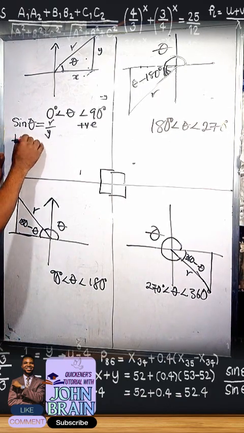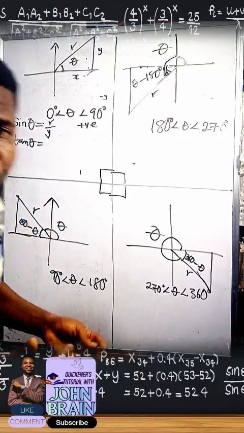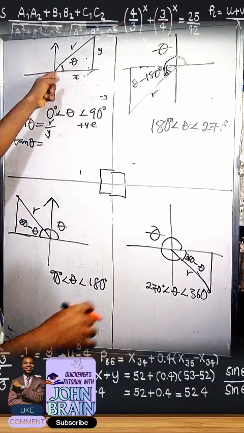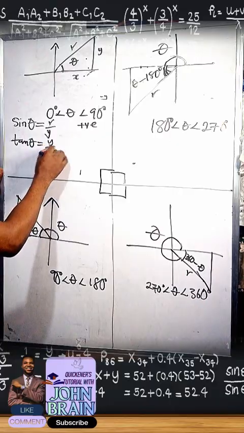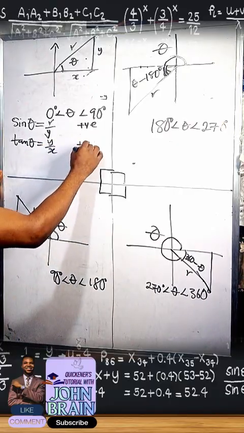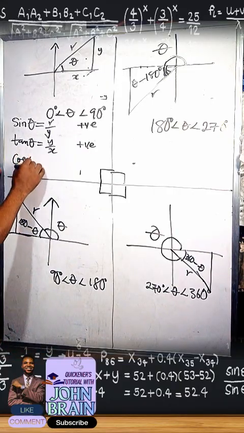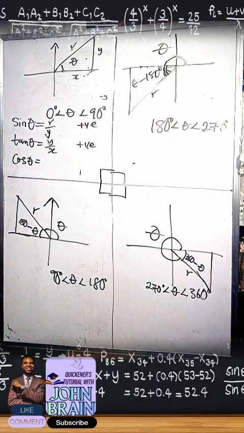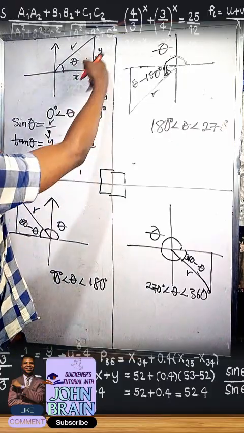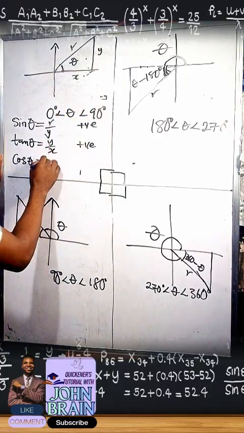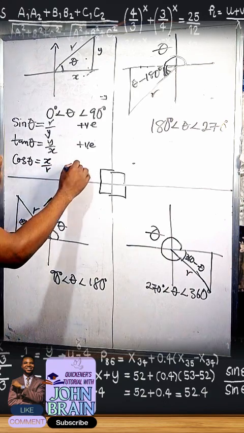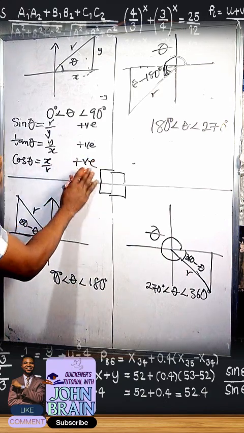Let me go to tan theta. Tan theta is opposite over adjacent. This is opposite, this is adjacent. So this is y over x. Whatever value you get for that will be positive. Now the next one, cos theta. Cos theta is adjacent over hypotenuse. Your adjacent is this one, and this is your hypotenuse. That's x over r. That also is positive.